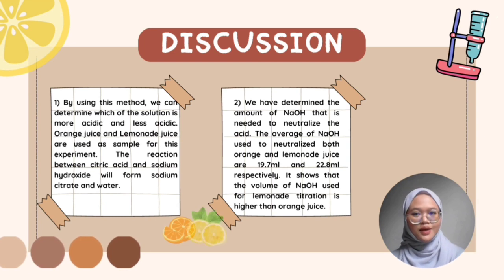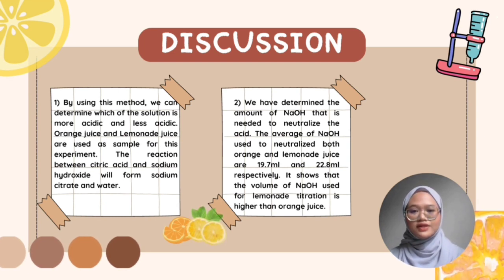And for the discussion, by using this method, we can determine which of the solutions is more acidic and less acidic. Orange juice and lemonade juice are used as samples for this experiment. The reaction between citric acid and sodium hydroxide will form sodium citrate and water. We also have determined the amount of sodium hydroxide that is needed to neutralize the acid. The average of sodium hydroxide used to neutralize both orange and lemonade juice are 90.7 ml and 22.8 ml respectively. It shows that the volume of sodium hydroxide used for lemonade titration is higher than orange juice.